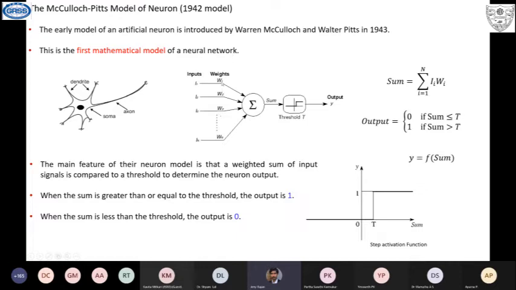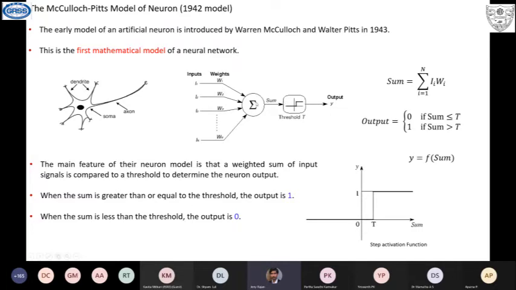This weight corresponds to the synaptic strength in a biological neuron. And in the nucleus, we will do a linear combination of the input and weight. We will compute the weighted sum. And if the weighted sum is greater than a threshold, the neuron will fire. Otherwise, the neuron will not fire. So this is the model that they developed.